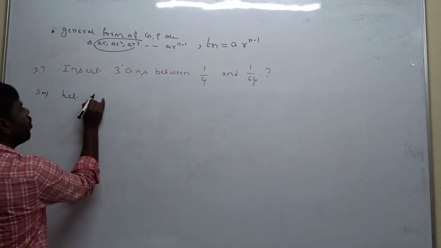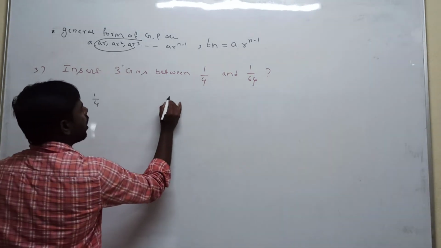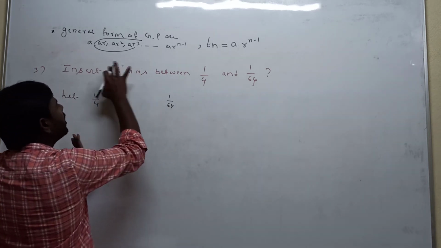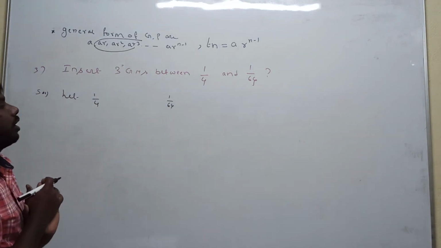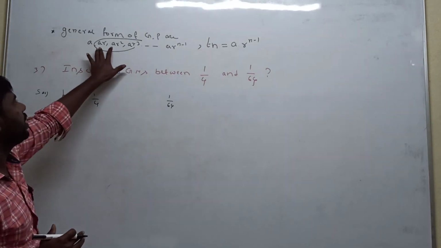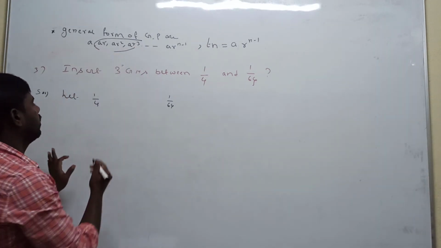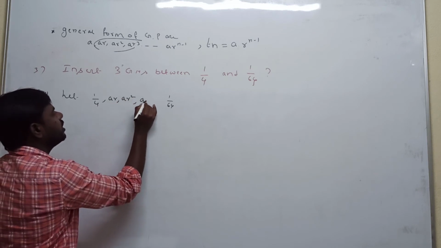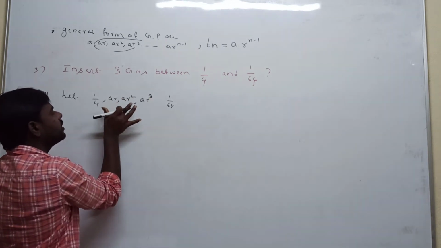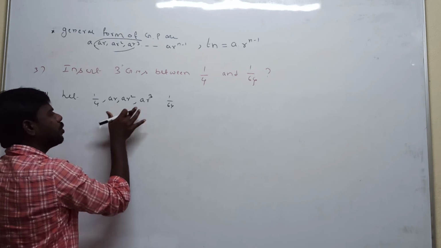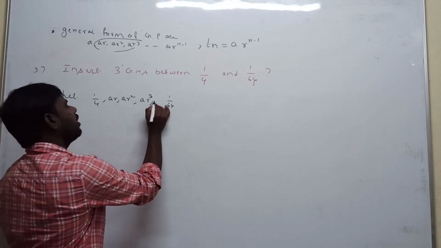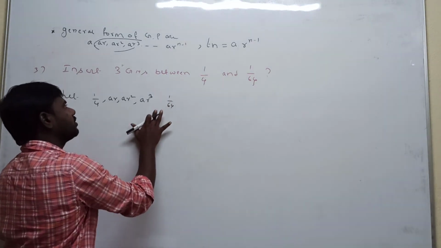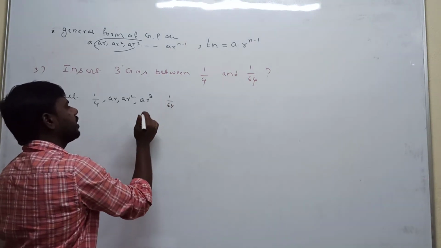Between 1/4 and 1/64 we can insert 3 geometric mean elements. The first term is already given, and in the remaining places we can insert. One is ar, another is ar squared, another is ar cubed. They are asking only 3 geometric means to insert. Suppose 4 terms are asked, you can take a into r to the power of 4 like that. Don't get confused by how many elements they are asking to insert. That many elements we can insert.